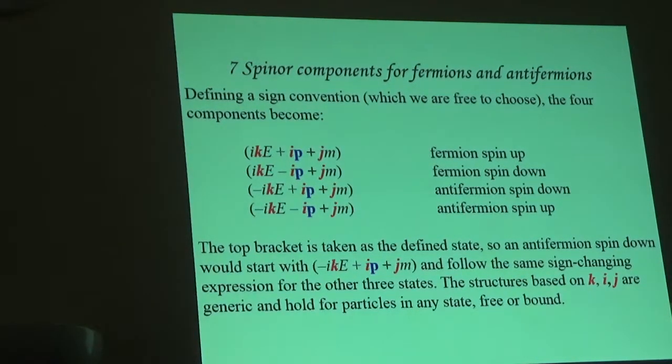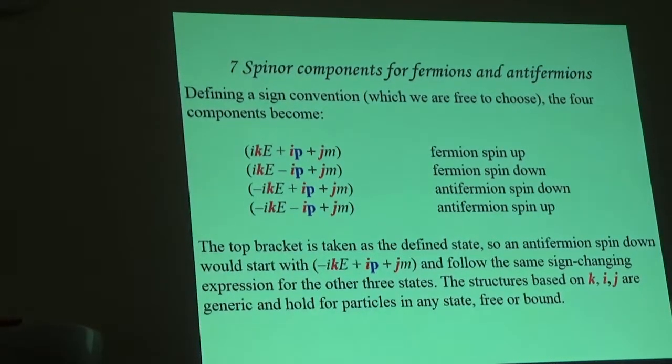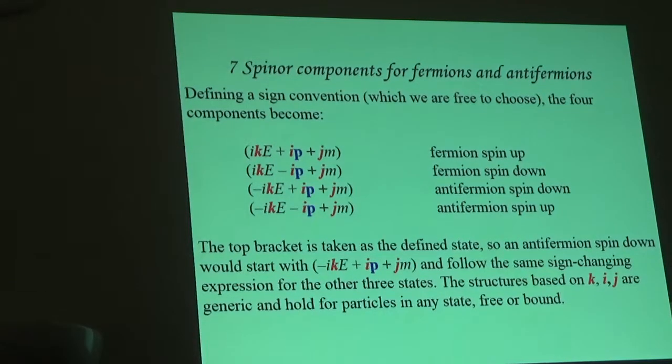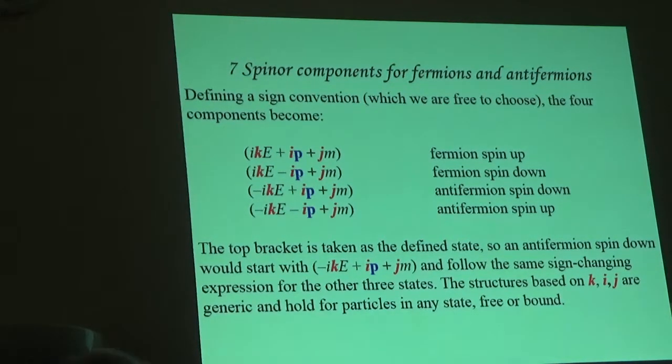And we could, for example, choose the sign convention in which those occurred. It's not the only sign convention you can use, but if you choose the sign convention, you stick with it. Now, if I wanted to represent an anti-fermion spin down, I'd simply make the first one the minus E and plus P, and then all the rest of the signs would change accordingly. And those structures are true whether it's free or bound. It doesn't have to be a free particle. These E and P terms are generic for something or other in that space.